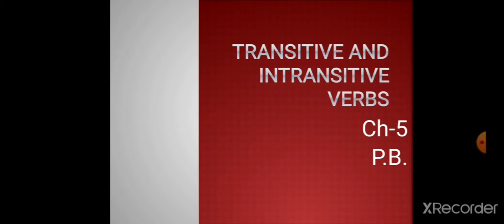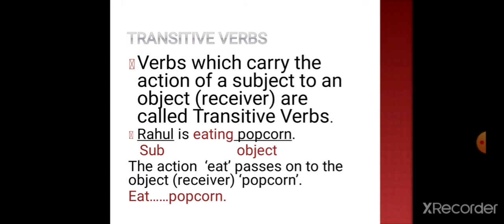Yes, beta, today we are going to start a new chapter, that is transitive and intransitive verbs. Chapter number 5, taken from our English practice book. I hope, students, that you all know what is a verb. Verb means, students, action word, or beta we can say a verb is a word used for saying something about some person or thing. Now, students, let's begin with our transitive verbs.